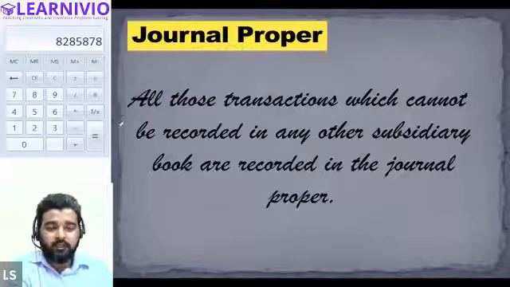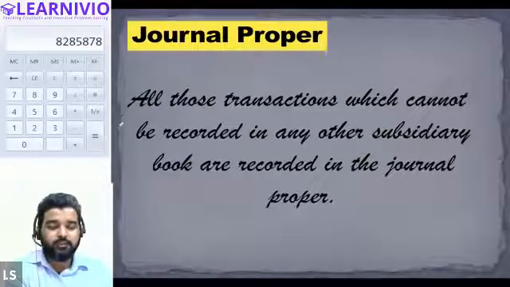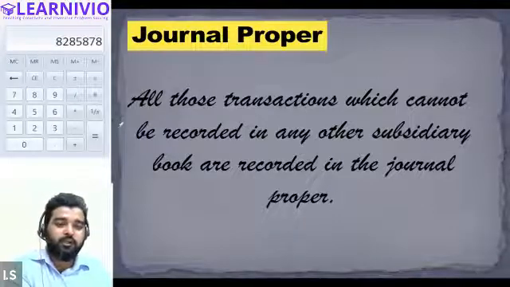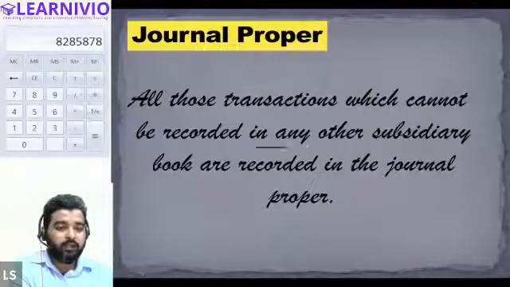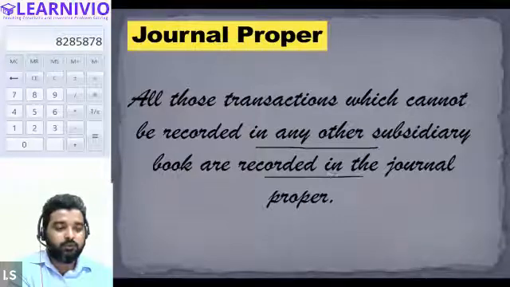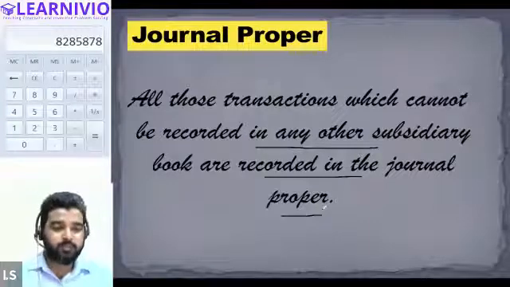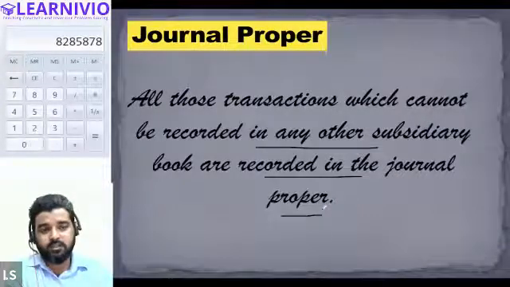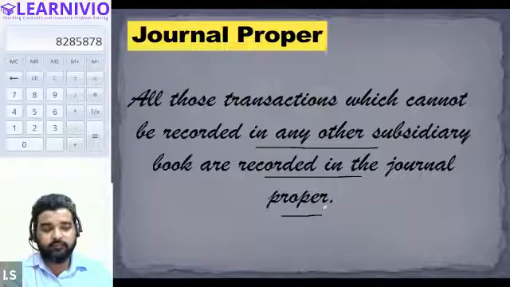So the point is that the journal proper is a subsidiary book just like any other book, but in it we record all those transactions which cannot be recorded in any other subsidiary book. This is basically the use of the journal proper. Just like the purchase book is used to record credit purchases and the sales book is used to record credit sales, similarly the journal proper records every transaction that cannot be recorded anywhere else.